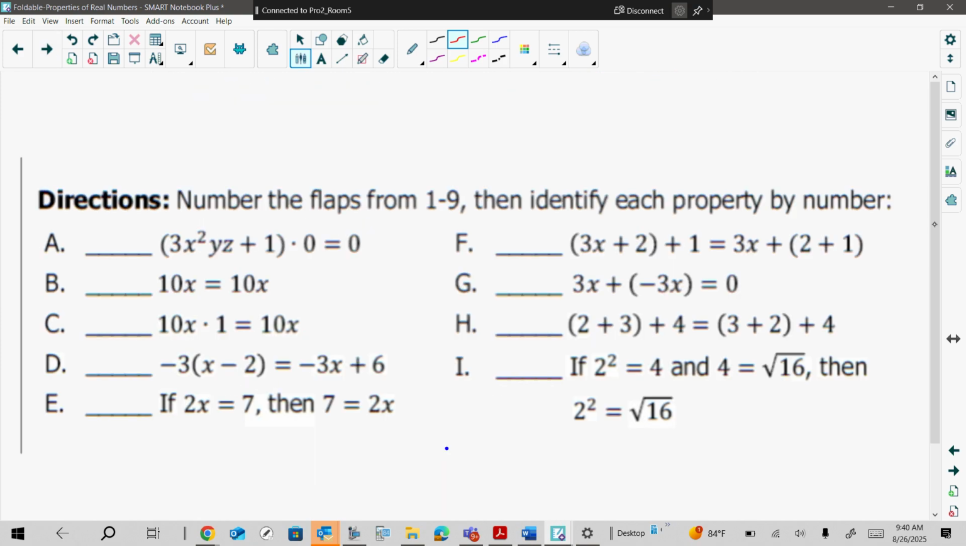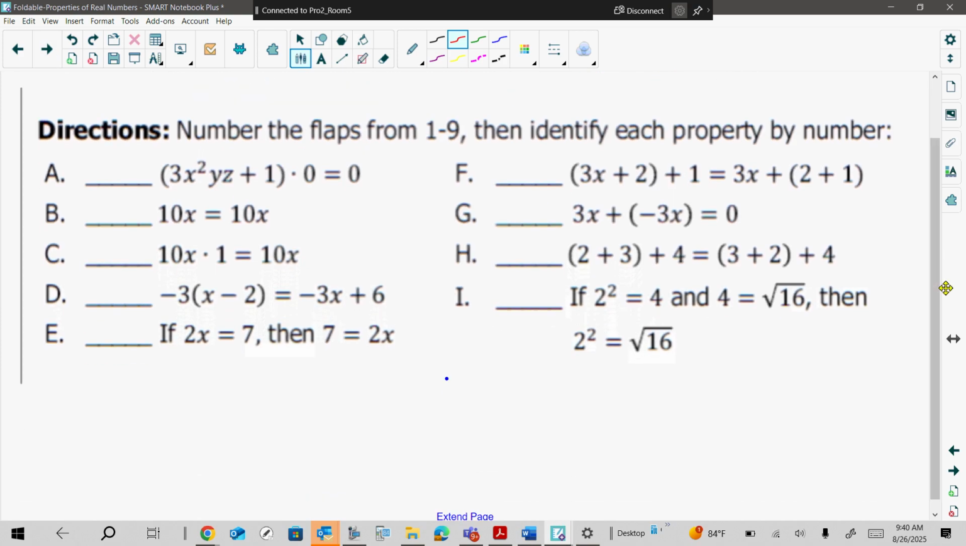Okay, so here we go, guys. Number the flaps, we did that. Then identify the property by the number. Look at A. There's some clues to help you which one this is. Which property is showing here on problem A? Anybody see a clue? Yeah, the minute I see this times 0, that's a property of 0. So what number was that? That was 5. So we're going to put the 5 in that spot.